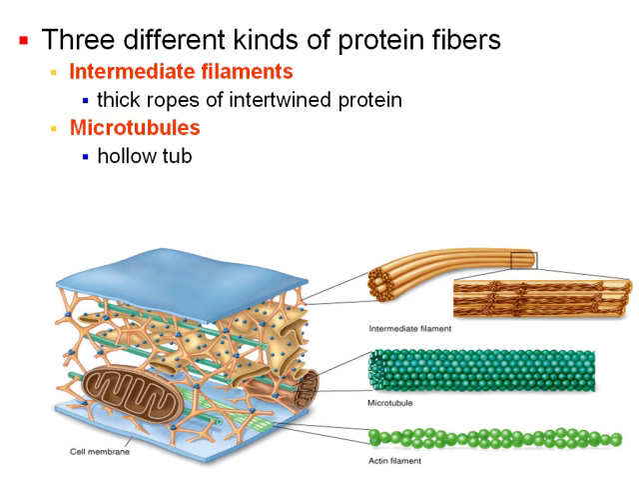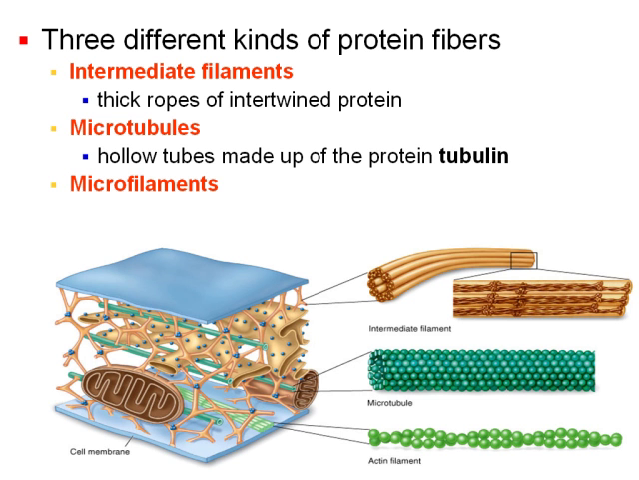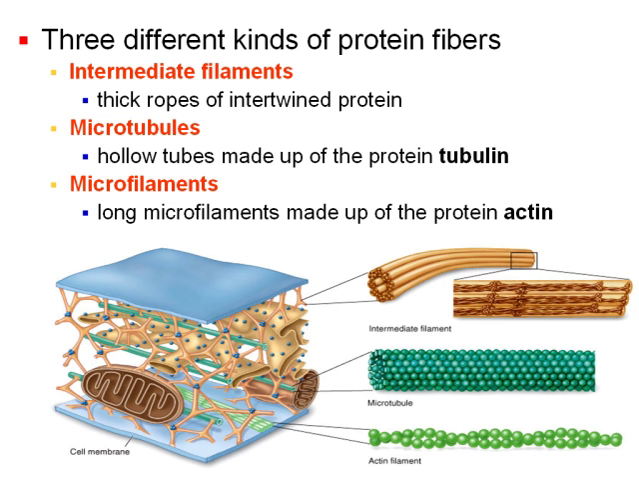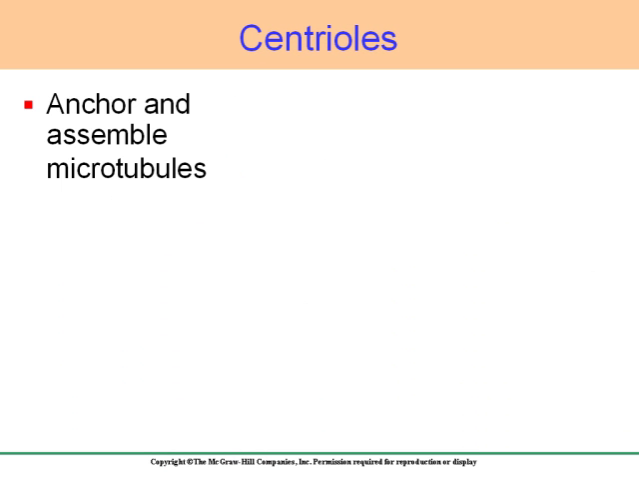Next, you're going to have your microtubules, and these are going to be hollow tubes made up of the protein tubulin, and again, you can see them running the distance of the cell. And finally, you're going to have your microfilaments, indicated in the light green color toward the bottom of the cell. And these are going to be long filaments that are made up of the protein called actin.